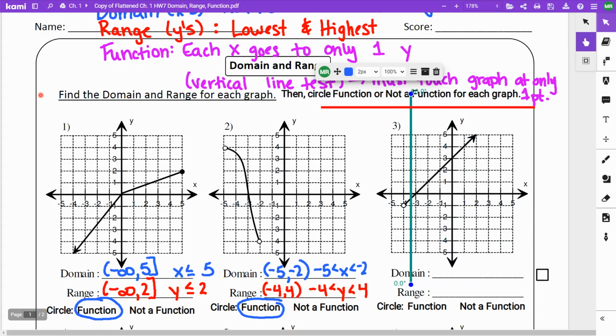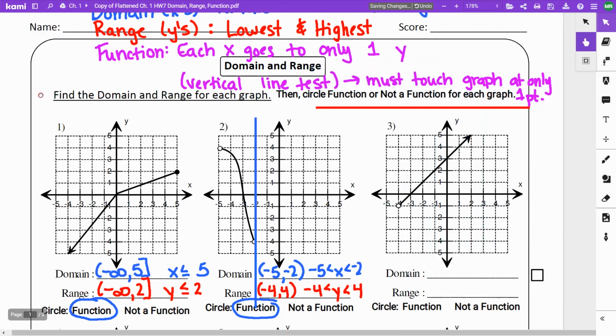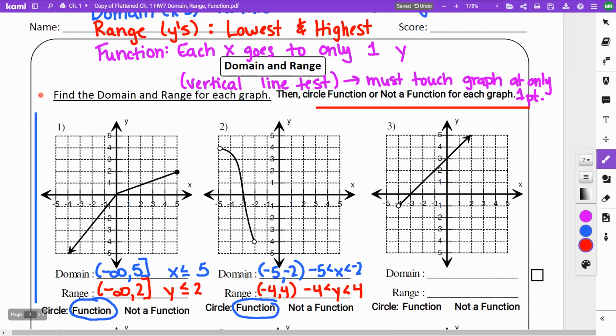And as I move this across, you see it only touches everywhere at one spot. So it is going to be a function. I'm just going to move this over here. Okay, so it is going to be a function. And it's going to be open bracket -4 to infinity.